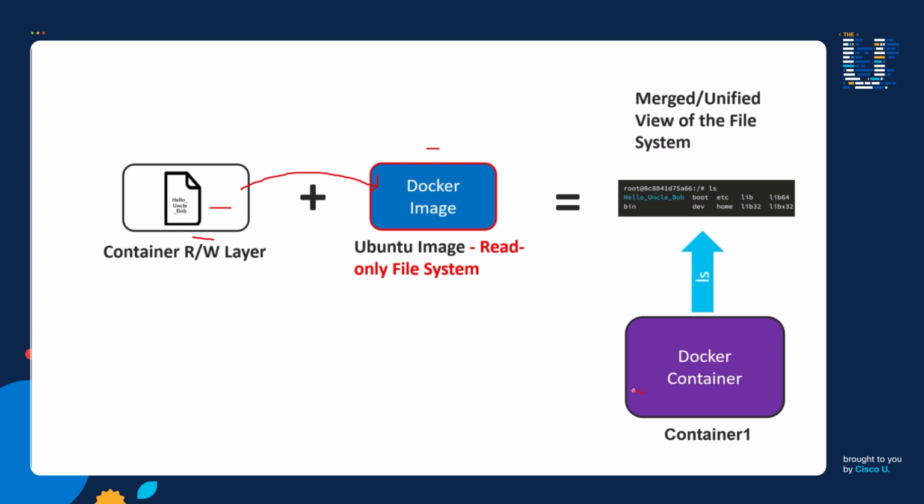So when we were in the lab and I attached into Container 1 and ran an ls command, I saw Container 1's file system. But really Container 1's file system took the contents from Container 1's read-write layer, coupled with its read-only image file system, and formed a unified view of the file system. Remember, the Hello Uncle Bob file is in Container 1's read-write layer, and the rest of these folders and files are in the container's read-only file system in that Ubuntu image.